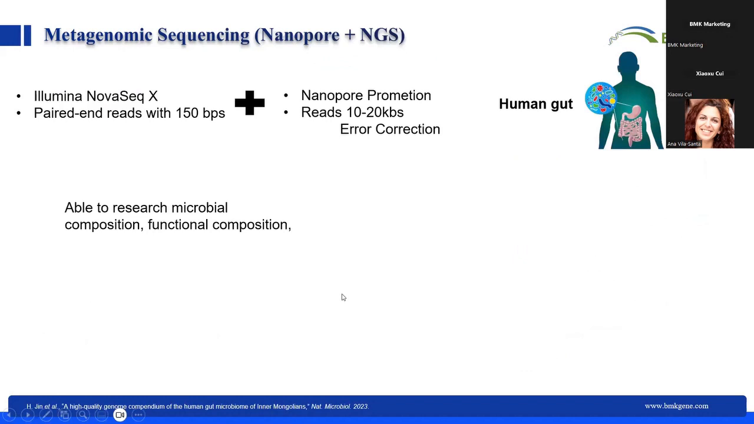But then again, like it was with amplicon sequencing, with metagenomics, we can also improve our projects by using long reads. So in this other case study that was now focused on the human gut, the strategy included using short reads with Illumina NovaSeq, but then joining them with long reads with Nanopore. And these reads can be 10 to 20 kb.